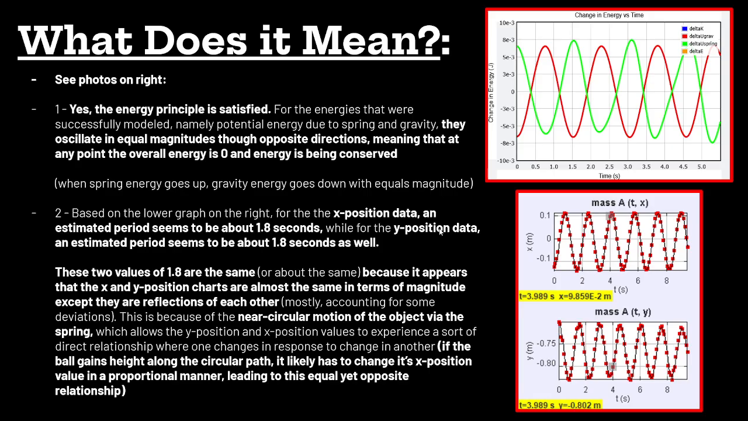And then for part 2, for the X position data and the Y position data, the estimated period seems to be about 1.8 seconds for both. The reason this is the same is because they're pretty much just reflected graphs with the same magnitude, although different signs. This makes sense because of the circular movement of the object, although it's a little oblong, so it's going to cause some deviations in the Y part, but it does prove that there is an average similarity between the X and the Y that allows them to have this relationship right here. That's proportional yet opposite. That was my lab.